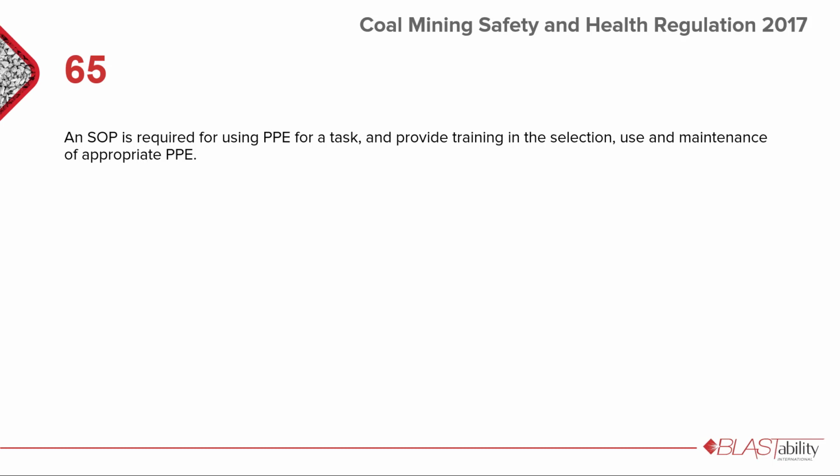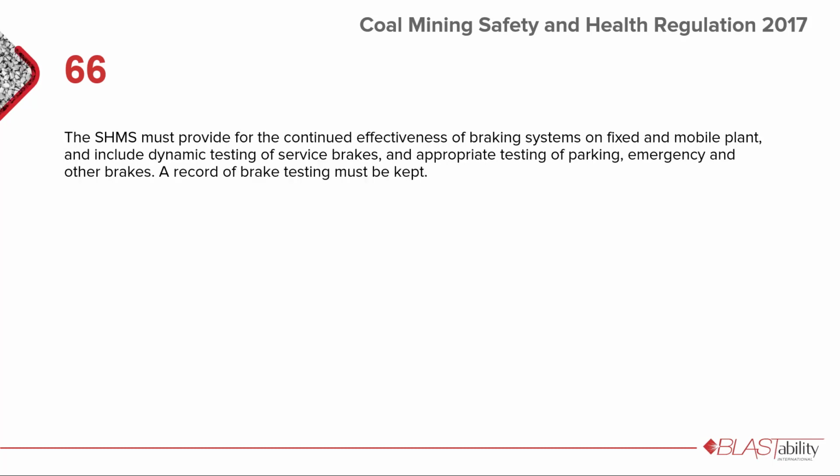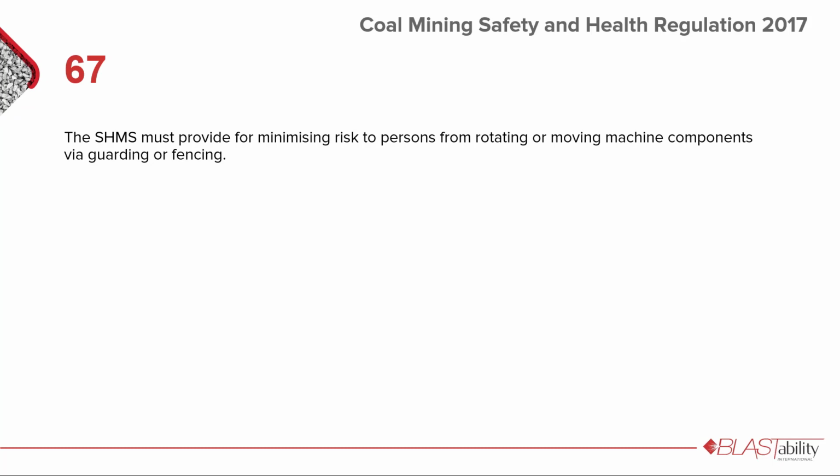65. An SOP is required for using PPE for a task and providing training in the selection, use, and maintenance of appropriate PPE. 66. The SHMS must provide for the continued effectiveness of braking systems on fixed and mobile plant and include dynamic testing of service brakes and appropriate testing of parking, emergency, and other brakes. A record of brake testing must be kept.